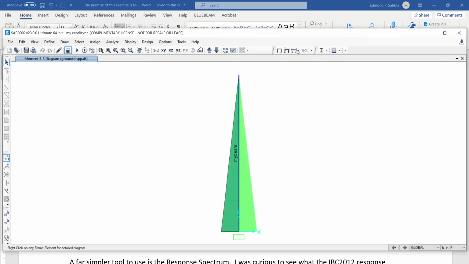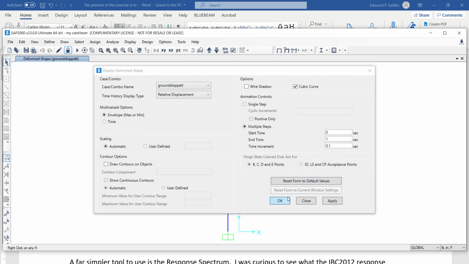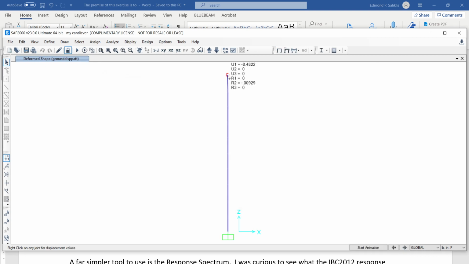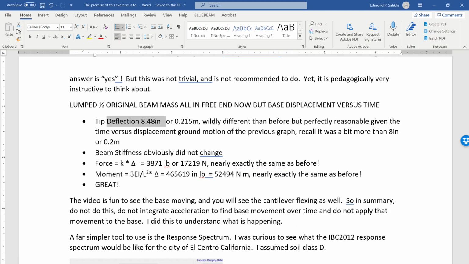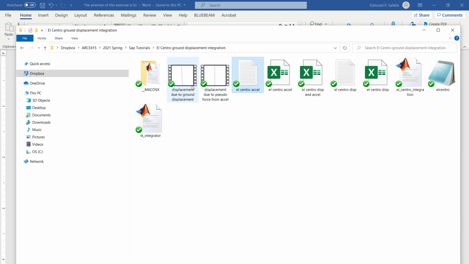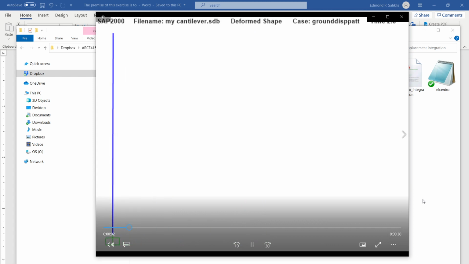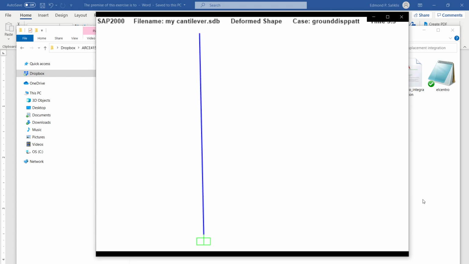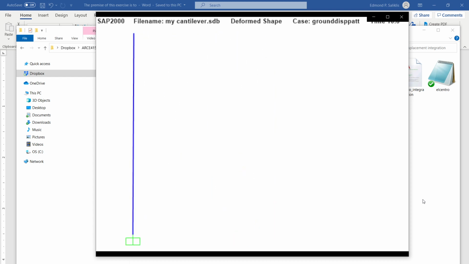So I'll show you. I will display the ground displacement versus time envelope. And it's something like 8 inches, 8.4 inches. But notice the base is moving here. So this is kind of fun. Let me just show you the video, because the video I think is pretty fun. So this is due to the ground displacement. And you could see, I magnified it a little bit. You could change it to any scale, but here the base is moving. You could see the base moving, right?